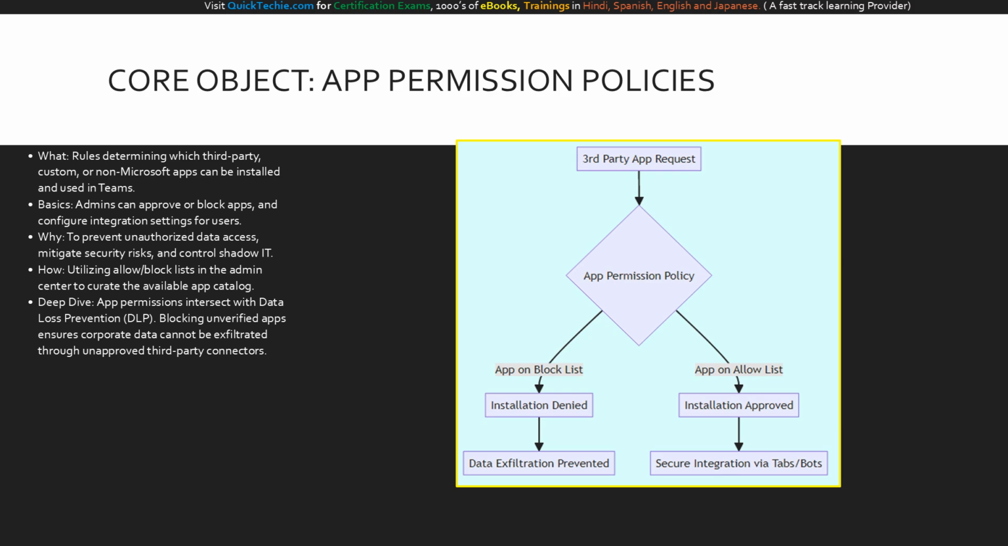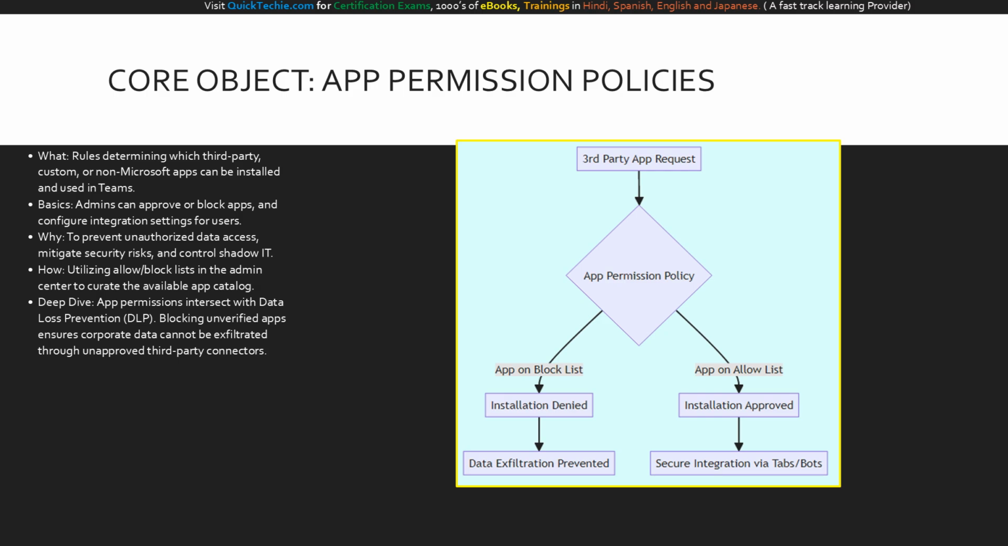catalog. Diving deeper, app permission policies are a fundamental part of your data loss prevention strategy. When a user adds a third-party app to a channel, that app often requests access to tenant data. By blocking unverified apps, you ensure that corporate data cannot be secretly exfiltrated or mishandled by unapproved third-party connectors.